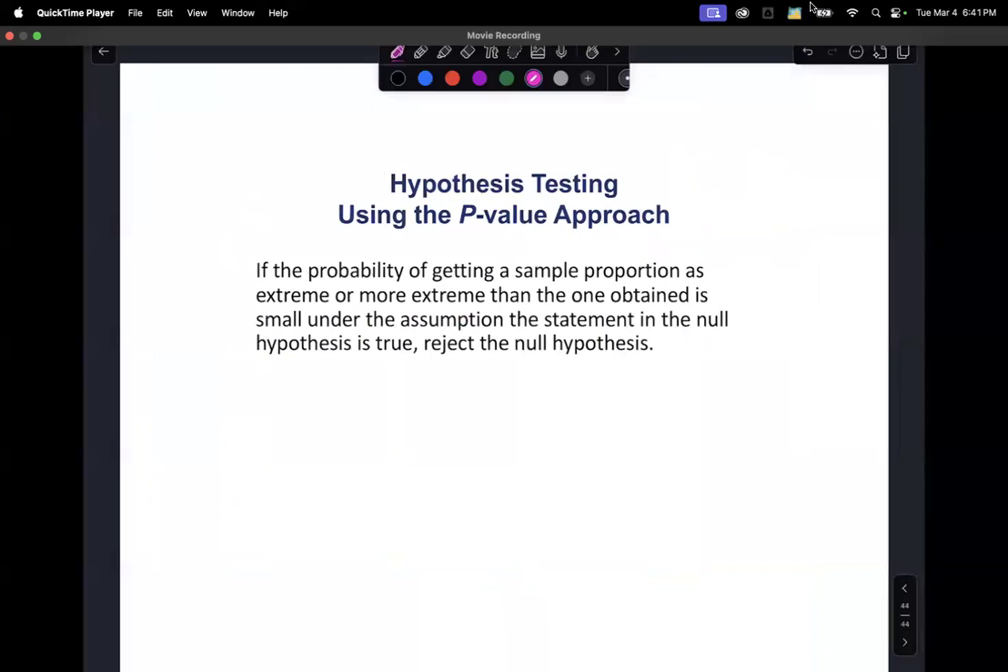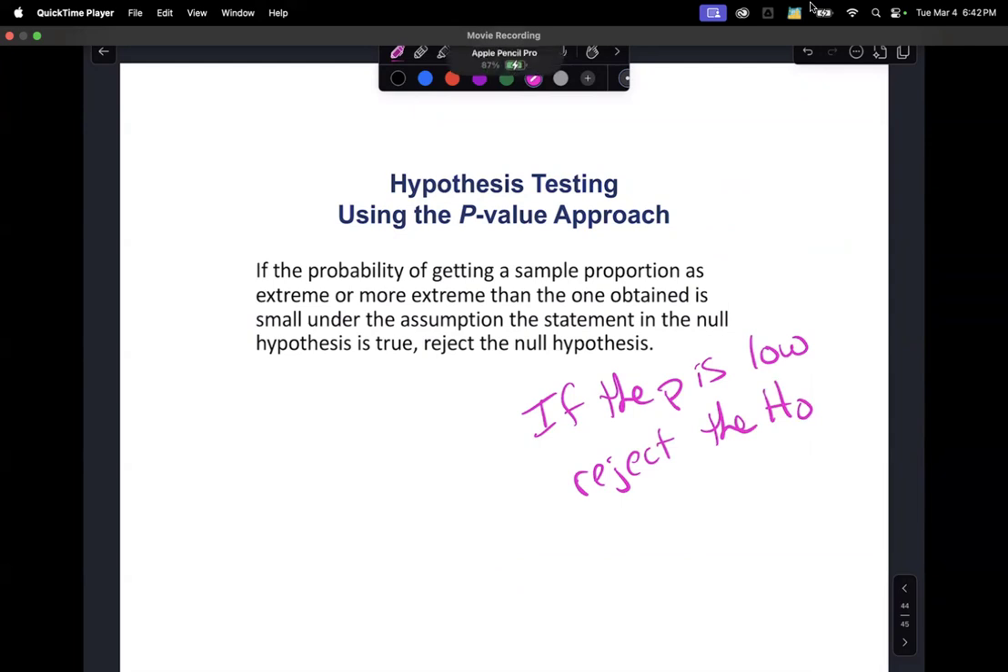Okay, I think that was my last one. And then this is just it right here. If the probability of getting a sample proportion as extreme or more extreme than the one obtained is small, then basically, if the P is low, reject the H naught. There we go. I just can't think of a way that's going to stick in your brain better than me saying that. And that's why I perpetuate this. I keep it going because you're not going to forget that.